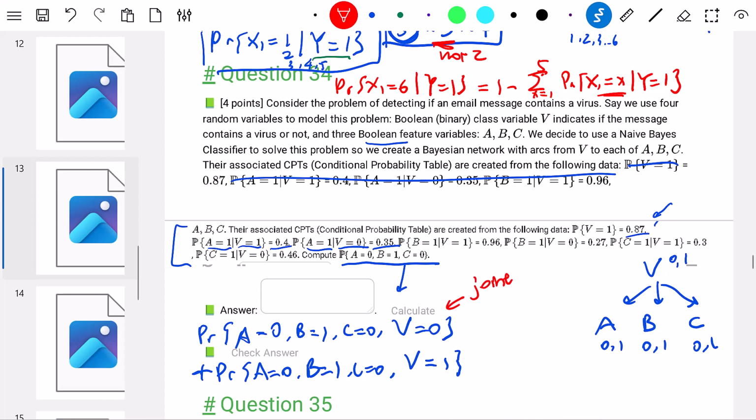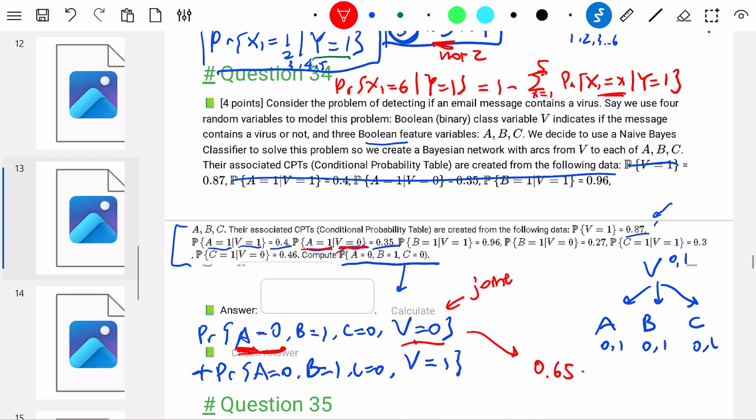Just take the product of every variable given the parent. In particular, the first term will be the probability A is 0 given the parent V is 0. Given V is 0, we know the probability A is 1, so A being 0 is the other probability. Here A has parent V and V is 0, so the probability of A being 0 is just 1 minus the probability of A being 1, which is 0.65.